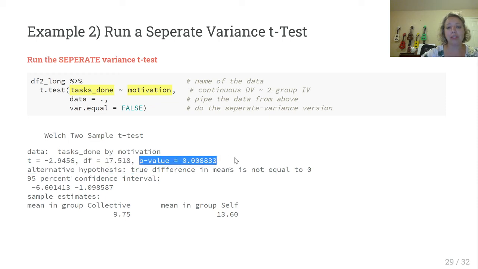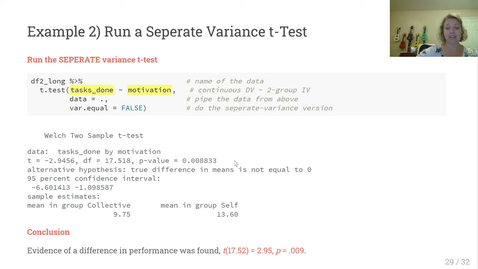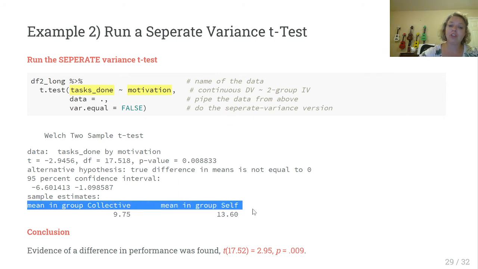I want to point out this p-value. The p-value comparing motivation self and motivation collective on tasks completed is small. P-value low, null must go. So this is evidence against the nothing going on. So we do have evidence that there is a difference. Now, on this sentence I just put here, generically speaking, there is evidence of a difference, but we should also include the direction.